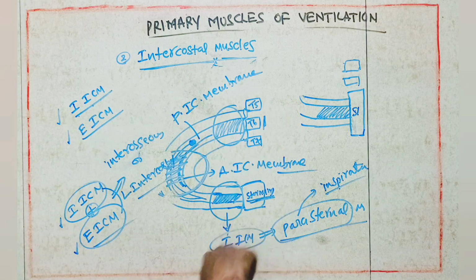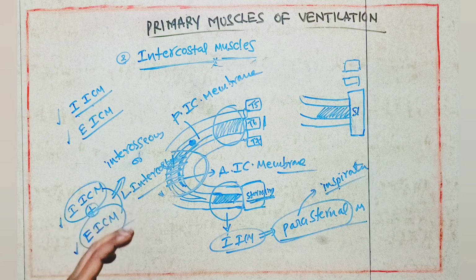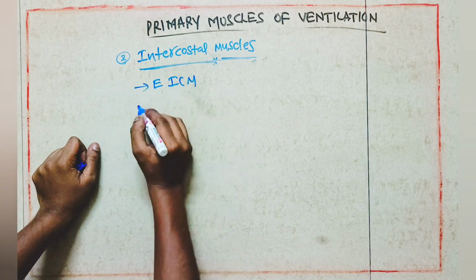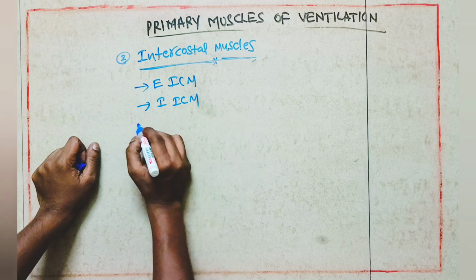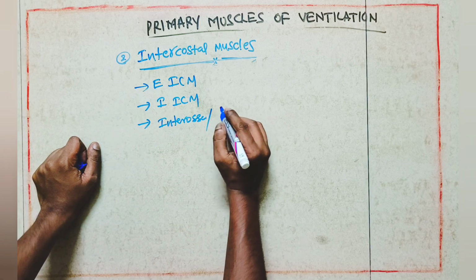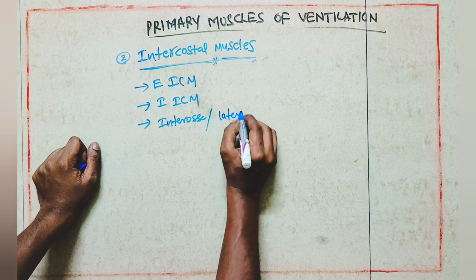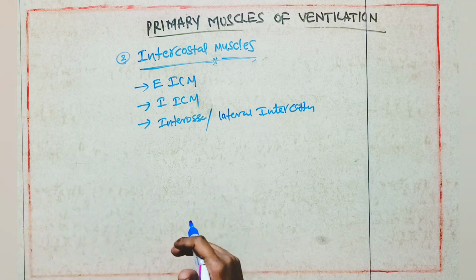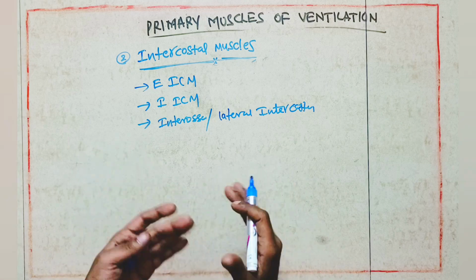Now we'll see overall how the muscles are helpful in inspiration and expiration. If we come to action: first, external intercostal muscles; second, internal intercostal muscles; and third, interosseous muscles, also called the lateral intercostals. The action of these muscles is a little controversial, meaning it's not settled.